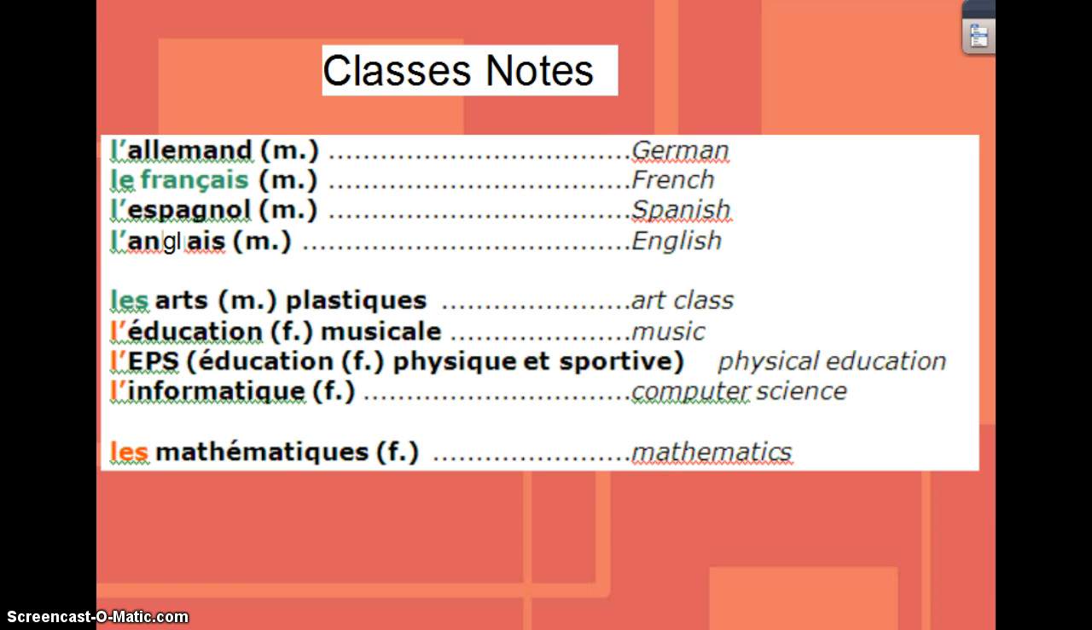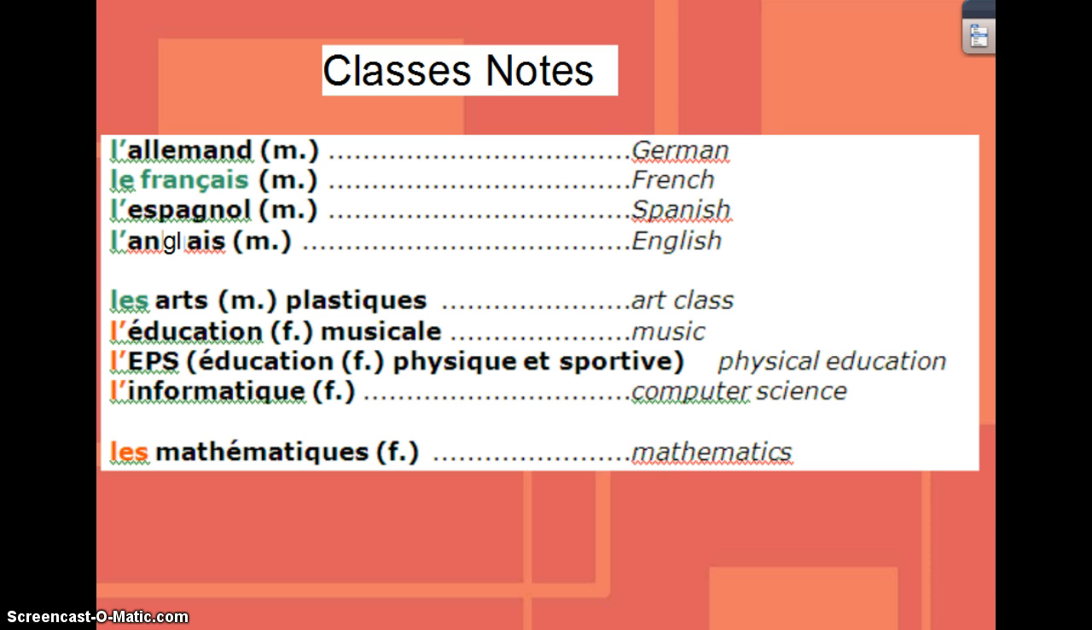First thing we're going to talk about is some various foreign languages that you can take, starting with German, which is l'allemand. French class is le français. Spanish class is l'espagnol. And English class is l'anglais.